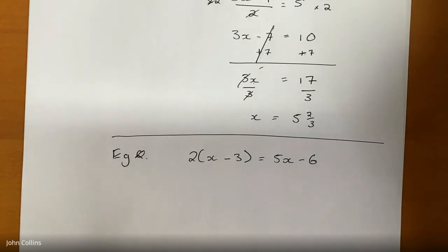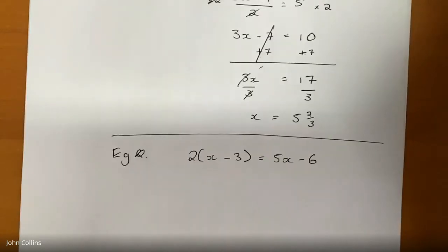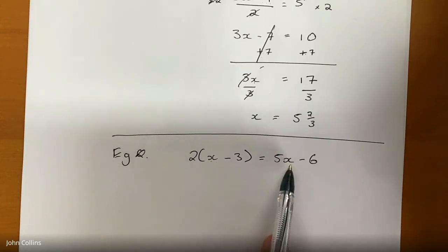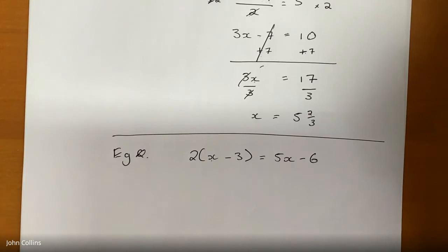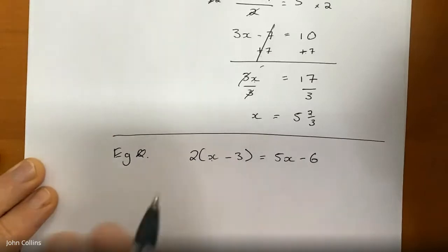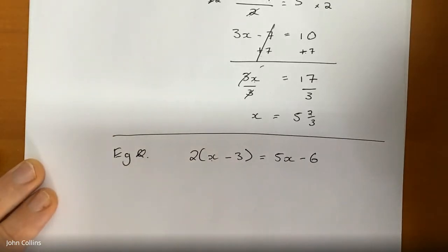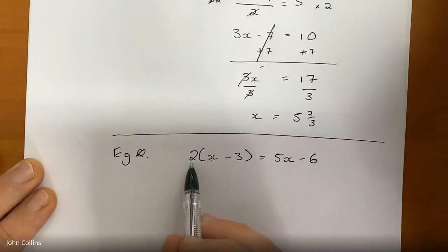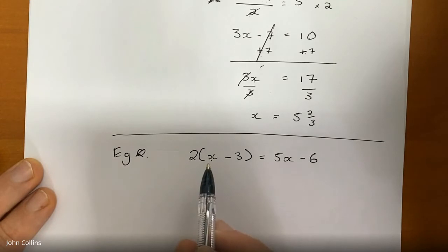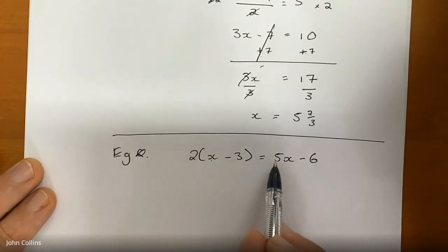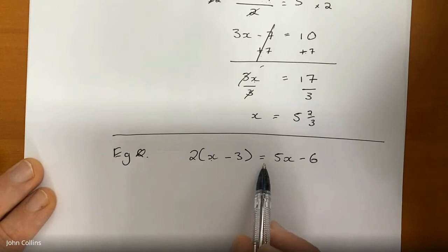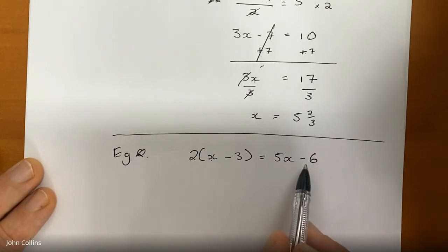So this question has 2 issues with it. There's brackets, and there's not just 1 x in the question. There's 2. Look, there's 1 over here and 1 over here. We got some issues going on here. So brackets means multiply, doesn't it? So if I wanted to get rid of the 2 multiplying that, I could divide this side by 2. But I think that would be more difficult.